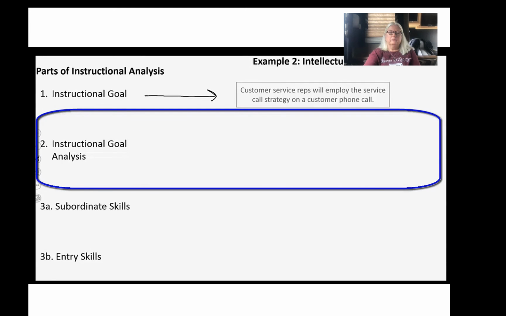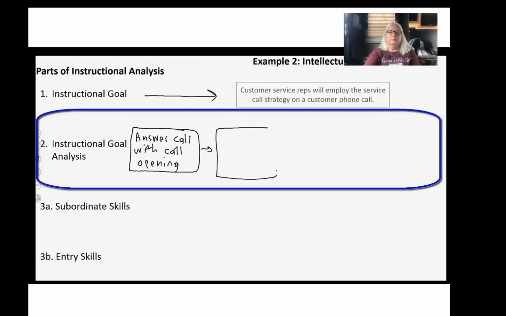So let's go ahead here. For our instructional goal of the reps using the service call strategy, let's start out here and say that they need to answer the call using the call opening. So that's our first step. Now, once they've done that, I think what they should do is discover the needs of the customer. That's really an important step.